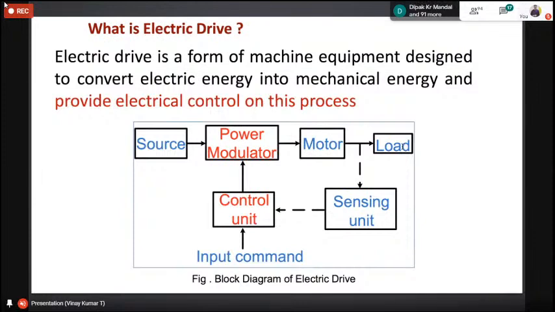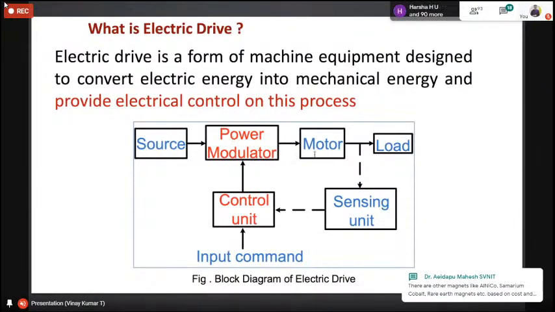In order to meet the load requirement, step 1 is that you should know the load characteristics. If you know the requirement of the load, based on the load characteristics you can select the proper rating of the motor. Next, based on the motor requirement, the capacity of the motor, we can select the proper rating of the power electronic module. How to select this power electronic module? Based on the motor requirement and the available source, you need to select the proper power electronic module.